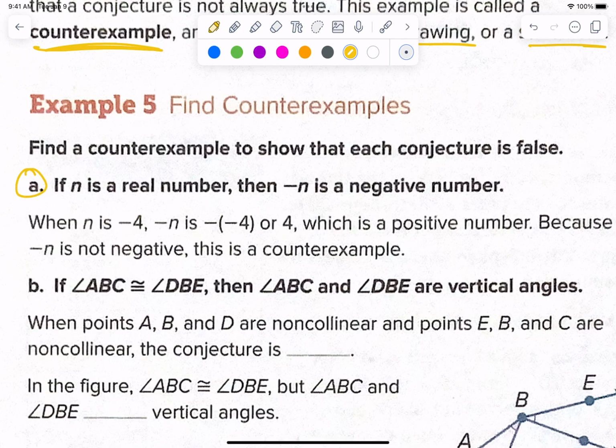A says if n is a real number, so n is a number, any old number, then negative n is a negative number. So they're assuming, like, let's say 3. If 3 is my number, is negative 3 a negative number? Yes. Let's say 7. If 7 is my number, is negative 7 a negative number? Yes. But is that always true? What is a counterexample? Let's say negative 1. If n is negative 1, is the negative of it also negative? No, that's going to be positive.